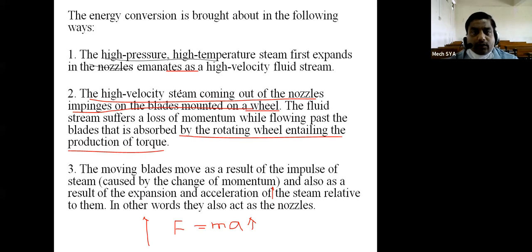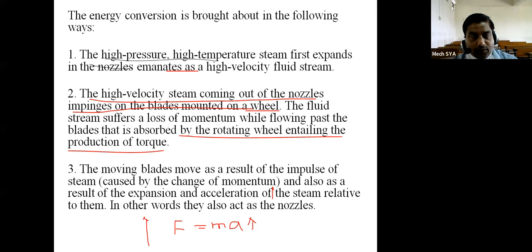So energy conversion is brought about in the following ways. How are we bringing about the energy conversion? First of all, the high pressure, high temperature steam expands in the nozzle and emanates as a high velocity fluid stream. Then the high velocity steam coming out of the nozzle impinges on the blades mounted on a wheel. The fluid stream suffers a loss of momentum while flowing past the blades, that is absorbed by the rotating wheel, entailing the production of torque.